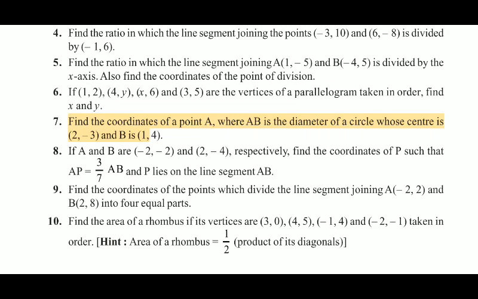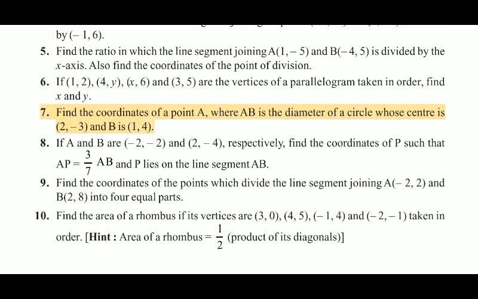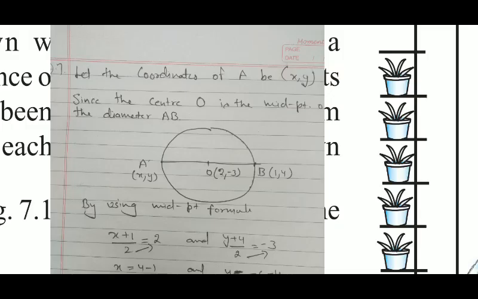Exercise 7.2. See the statement of question number 7. Find the coordinates of A, where AB is the diameter of the circle whose center is (2, -3) and the coordinates of B are (1, 4). Here we have to find the coordinates of A. See the solution of this question.